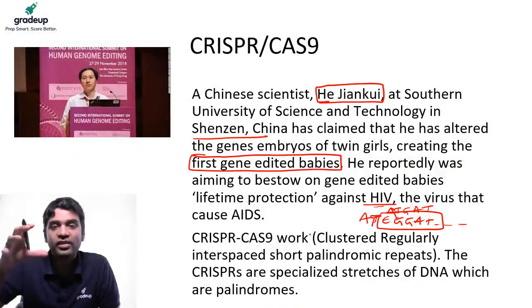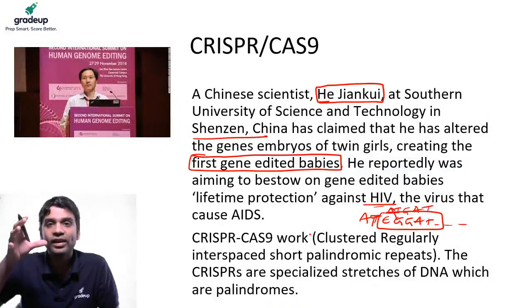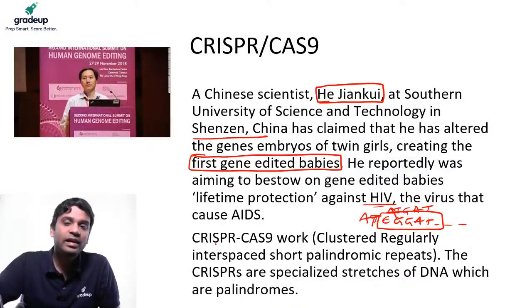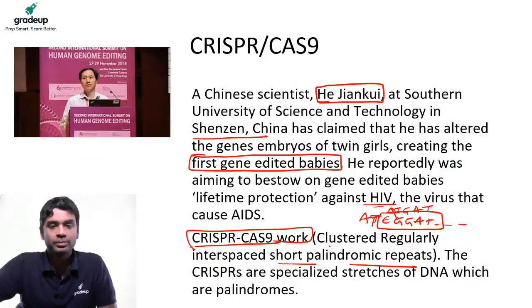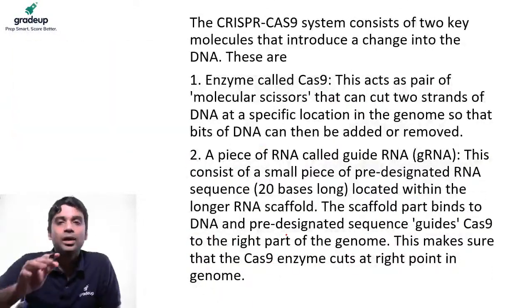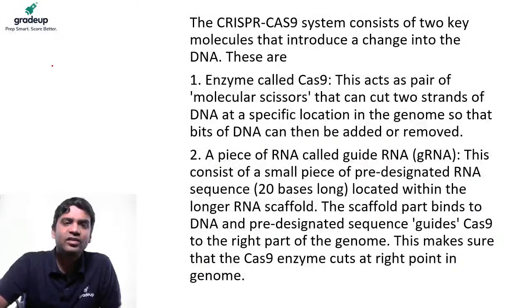So the process he has used in this, I mean the tool he has used in this, is CRISPR-Cas9. CRISPR-Cas9 is basically the clustered regularly interspaced short palindromic repeats. Now what are these? Just know that Cas9 is basically a bacteria ka protein. Okay. How should I tell you? Imagine there is a DNA sequence like this.